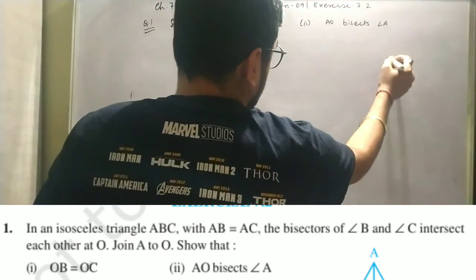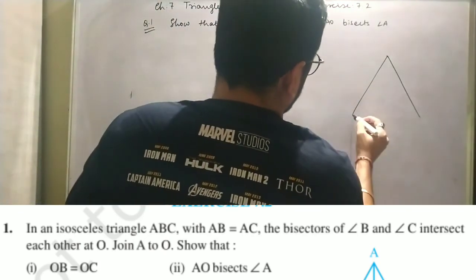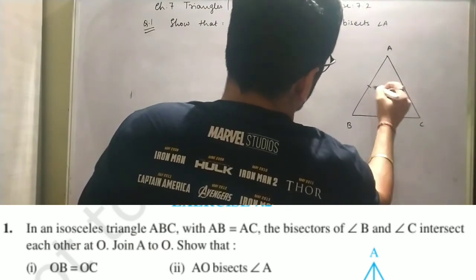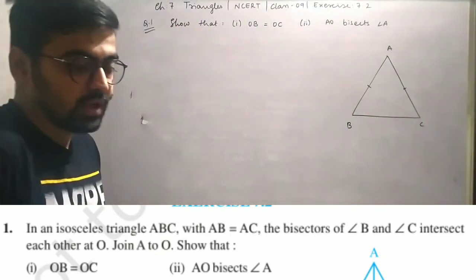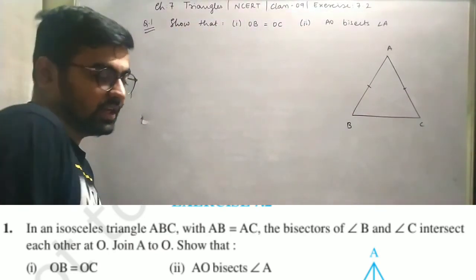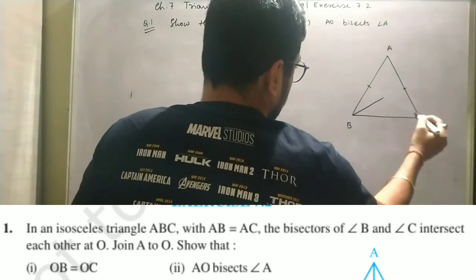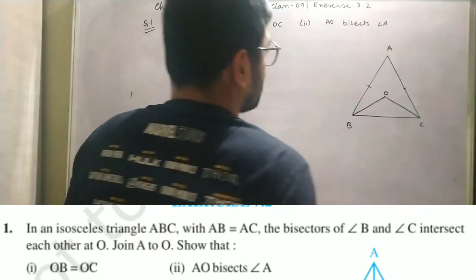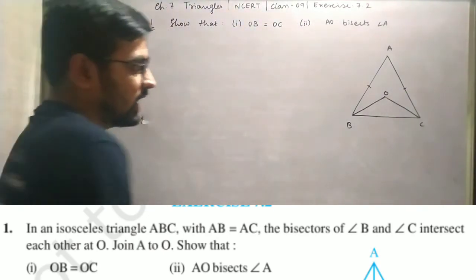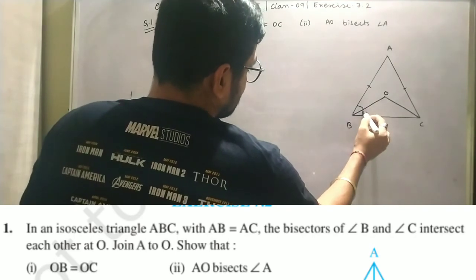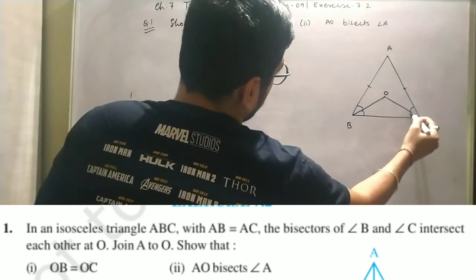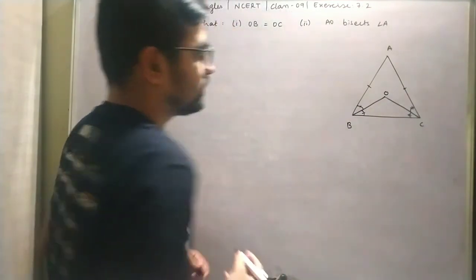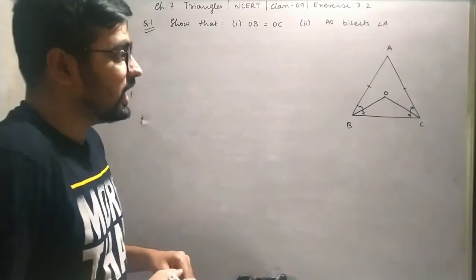So we have an isosceles triangle ABC with AB equals to AC. That means these two sides are equal. The bisectors of B and C intersect each other, so the bisector of B and the bisector of C will intersect each other at point O. And if we know that it is a bisector, that means these two angles will be equal and these two angles will be equal, these two and these two. Join A to O.